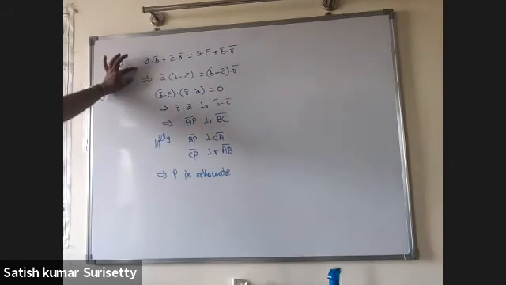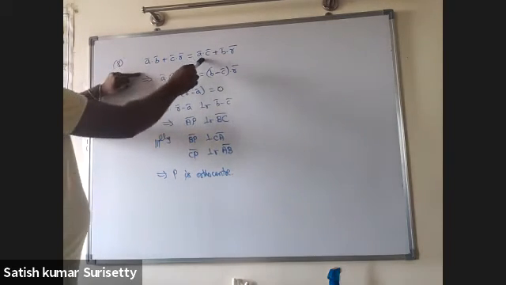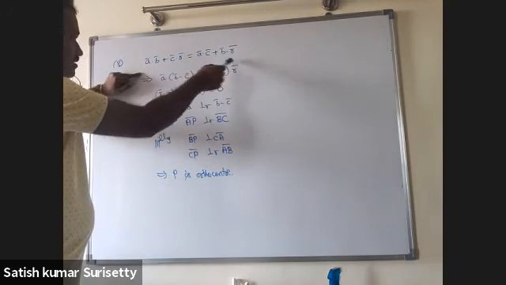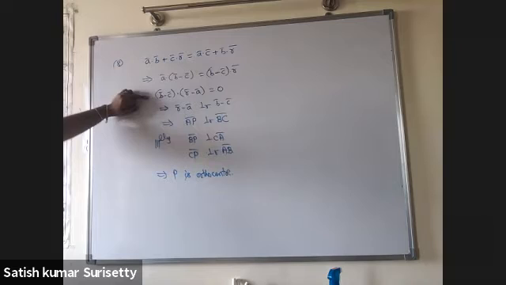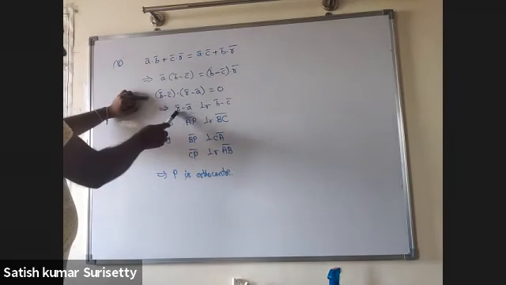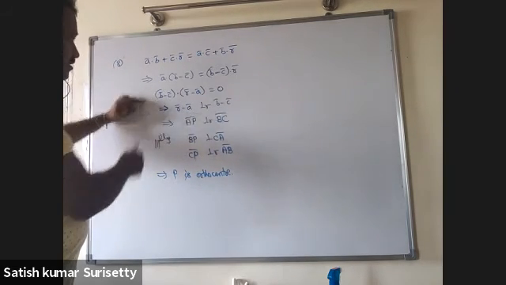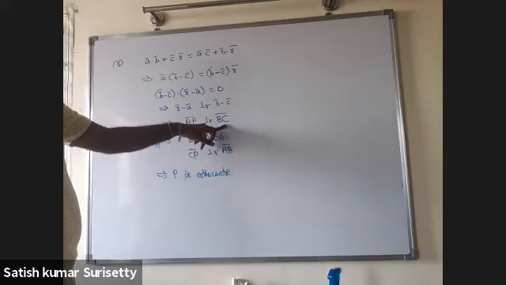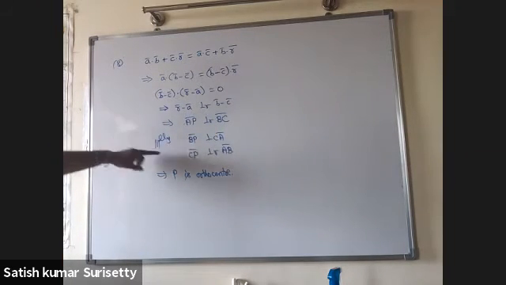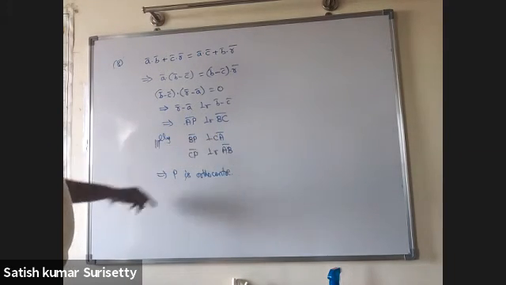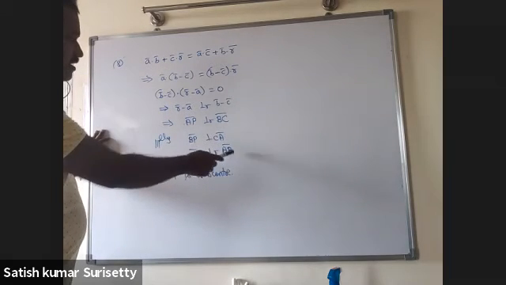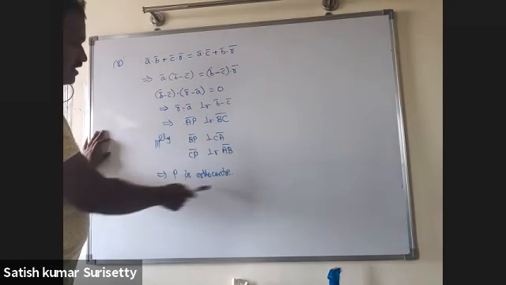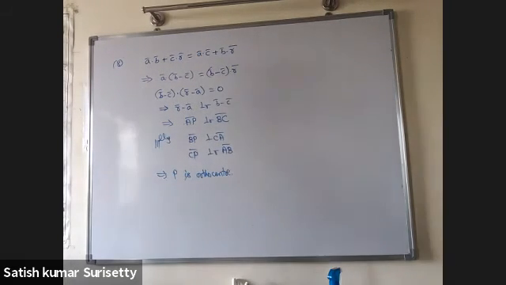In the eighth problem, equate the first two: a bar dot b bar plus c bar dot r bar equal to a dot c plus b dot r bar. Regroup the terms and simplify. Then you can say that r bar minus a bar is perpendicular to b bar minus c bar, which implies AP bar is perpendicular to BC bar. Similarly, you can prove that BP bar is perpendicular to CA bar and CP bar is perpendicular to AB bar. Hence, P is the orthocenter of the triangle ABC.